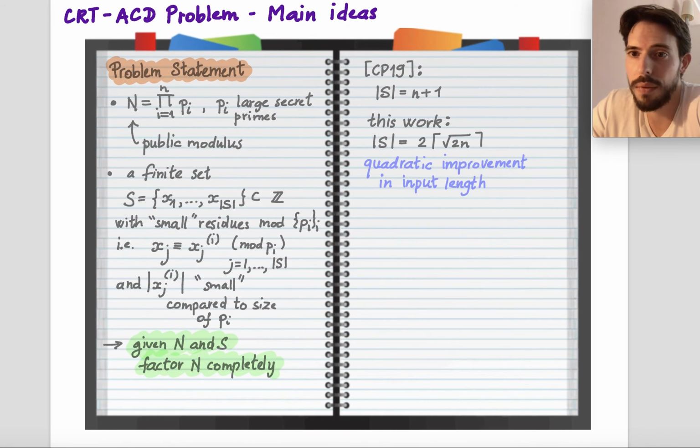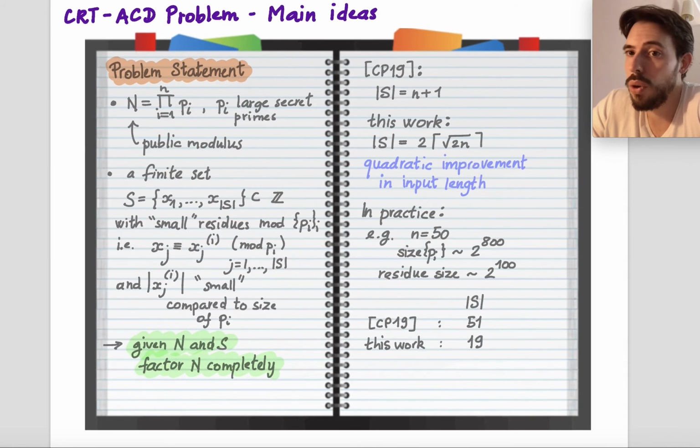Now, in order to make these numbers a little bit more explicit, let me show you the following practical instance. When we consider a public modulus which is composite of 50 prime numbers of roughly 800 bits, and we consider a residue size of roughly 100 bits, then our algorithm needs 19 samples to factor N completely, whereas the old algorithm by Coron and Pereira requires 51 such samples.